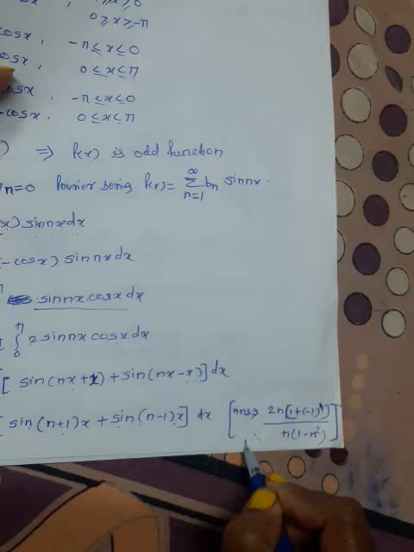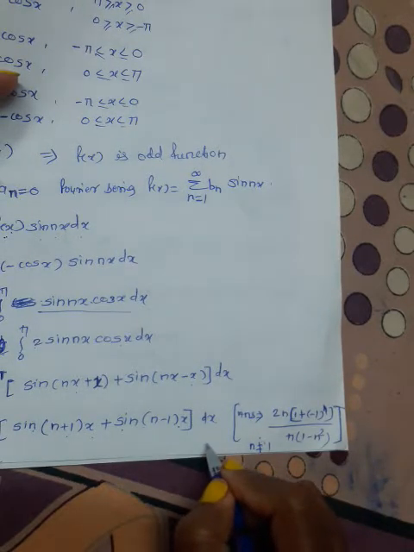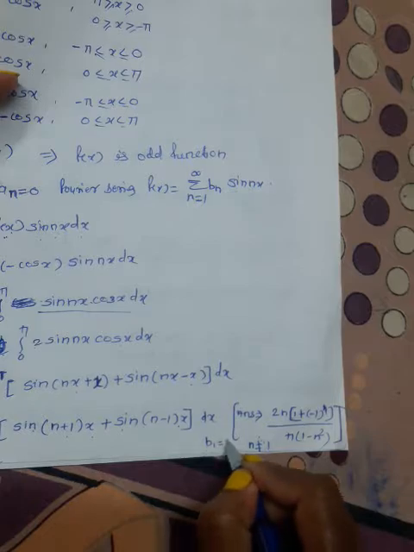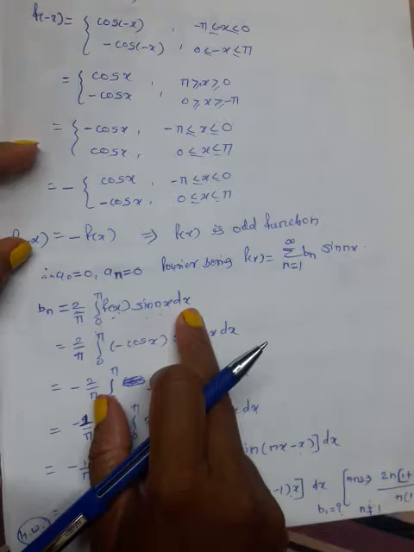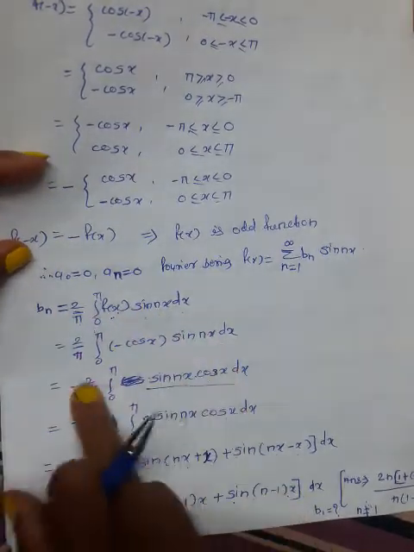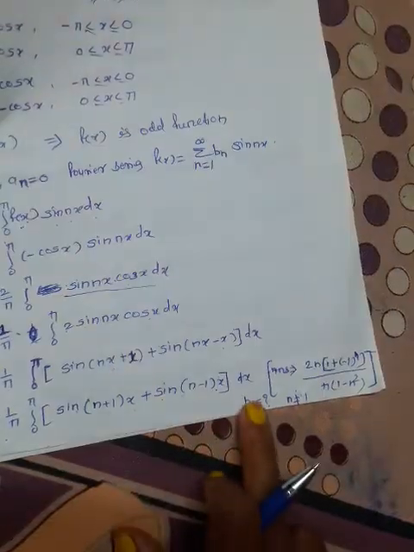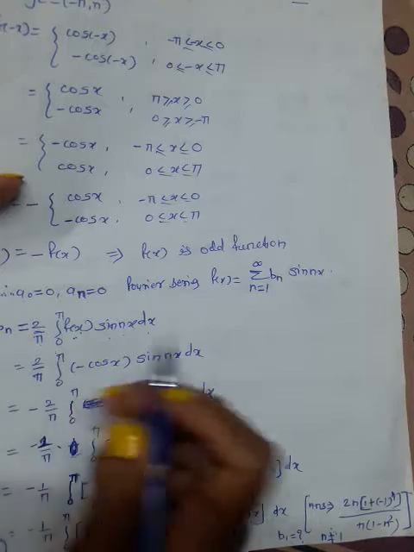Again, here n is not equal to 1. We have to calculate b1 also. How to calculate b1? By using this formula first, put n is equal to 1 on both sides. Calculate b1 as in the earlier example where we have calculated b1 separately, like this only.